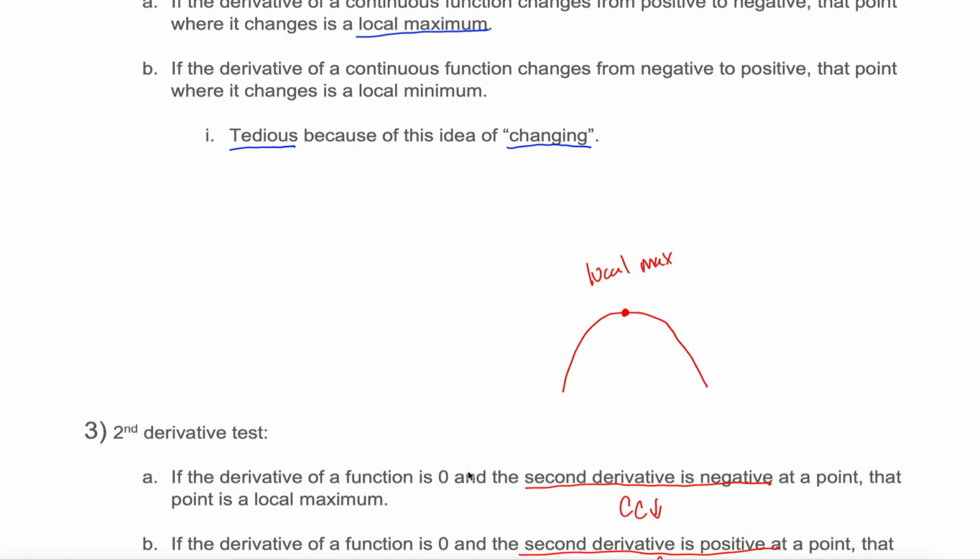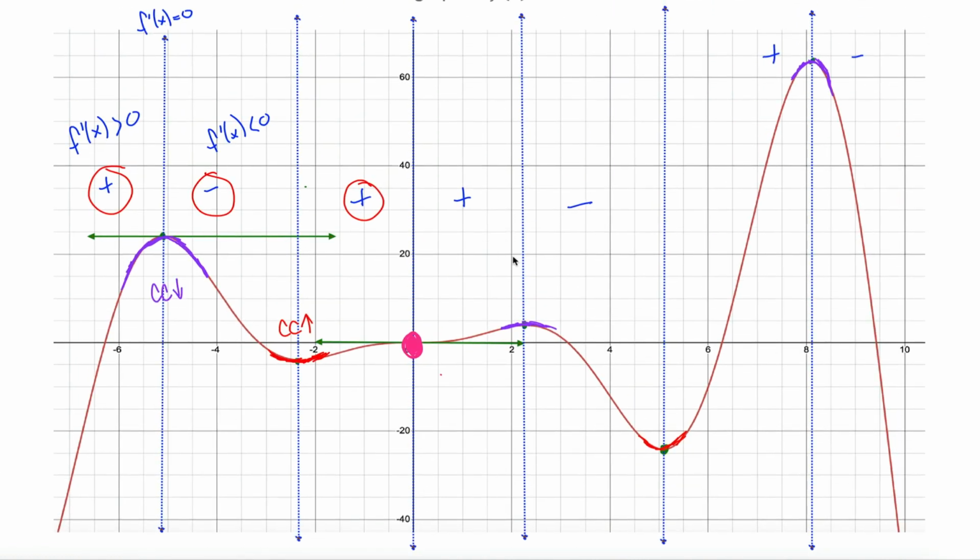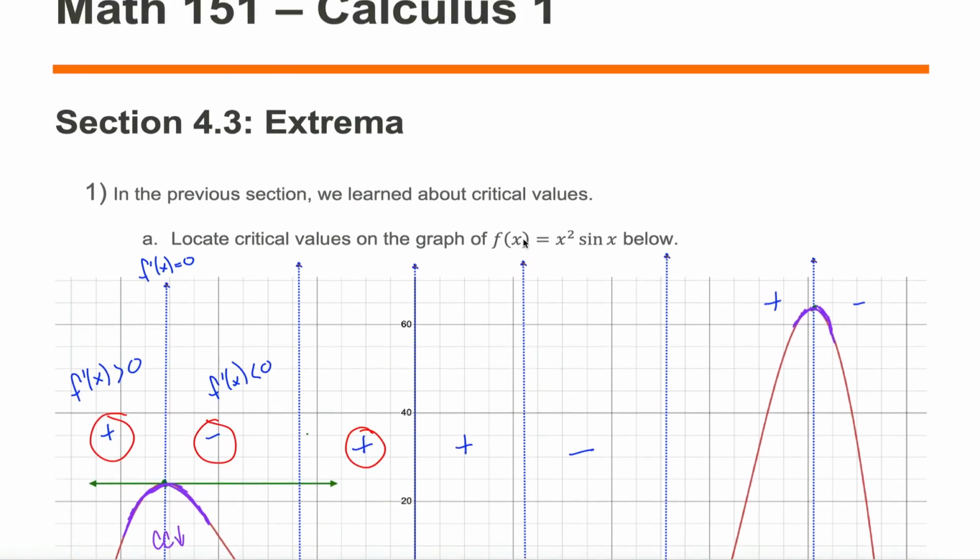That's the idea behind the first and second derivative test, which will be the main topic of 4.3. We'll work through some examples showing you how this works in practice in the next video.